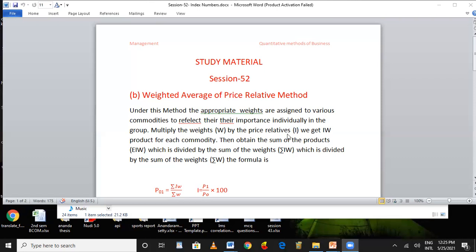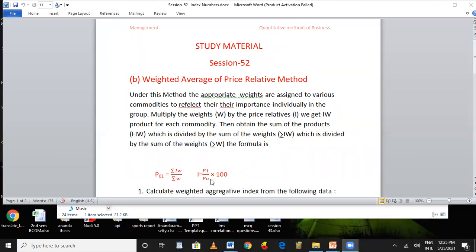Price relatives are the I. I means price relatives, which we get by applying the formula P1 over P0 into 100. That is the I we get. So weights are the quantities here, and the price relatives are the I. We get IW, the product for each commodity. Then obtain the sum of the products, the total of the products. That has to be divided by the total weights, the total quantities which have been given.